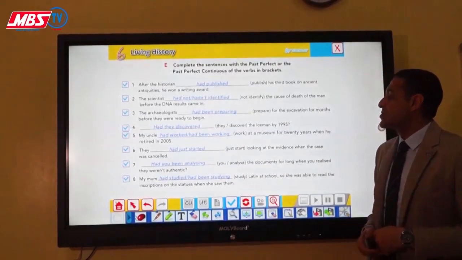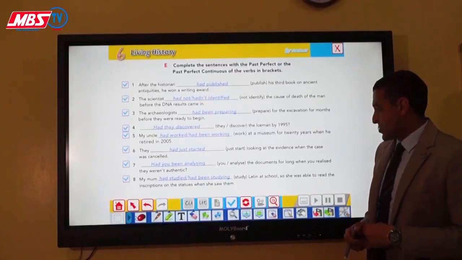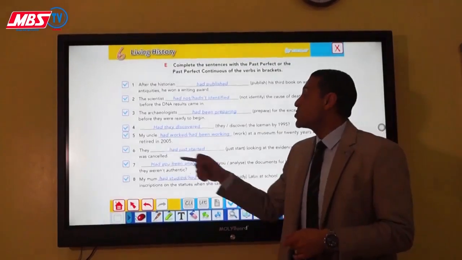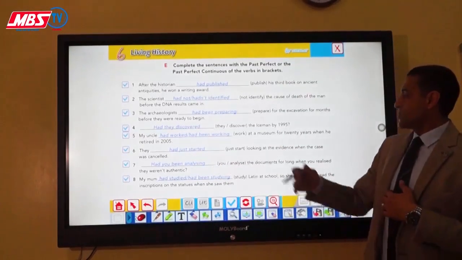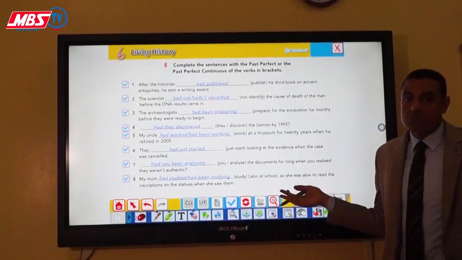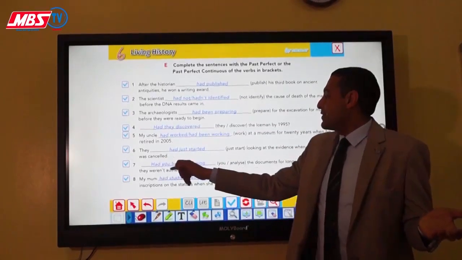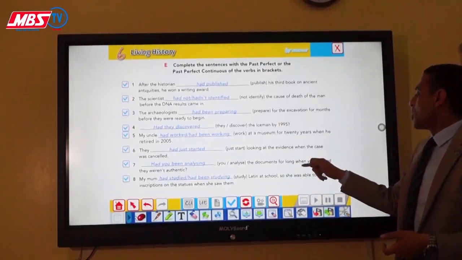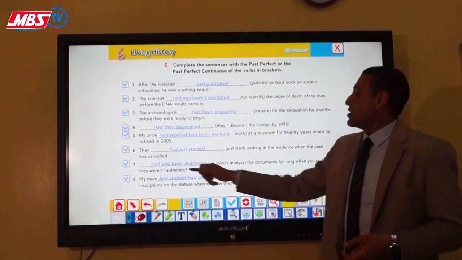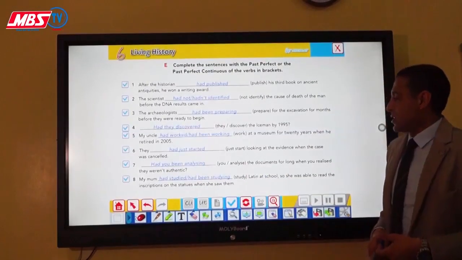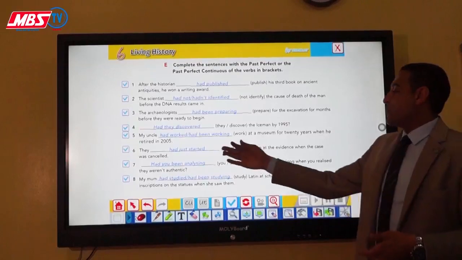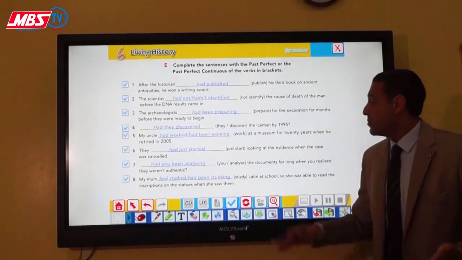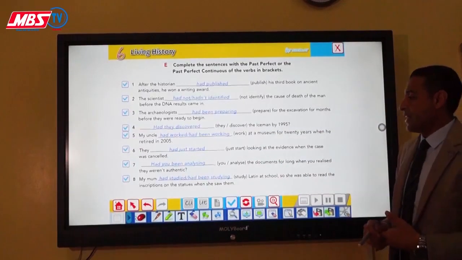They had just started looking at the evidence when the case was cancelled. They had just started. I'm just focusing on the action. Had you been analyzing for long when you realized they weren't authentic? So here, had been analyzing is the correct answer because they took a long time using this analysis.